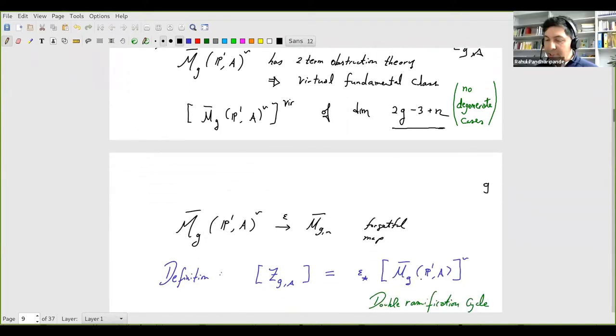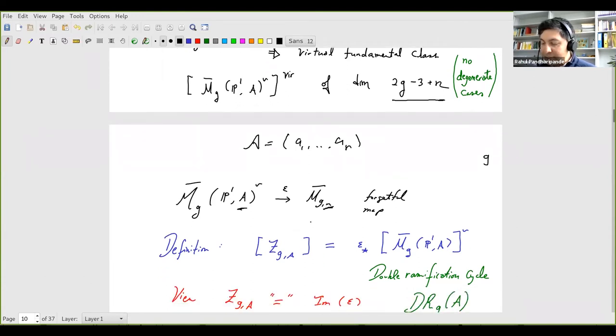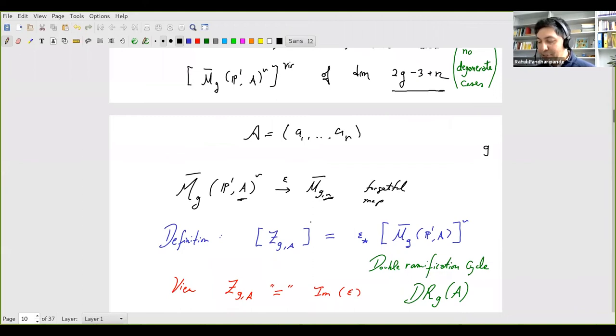And moreover, a piece of geometry is that this space maps to M_{g,n}. And now the marked points here come from A. This A has this vector of data and it gives us n marked points. So it's a forgetful map. So this is the first definition of this cycle here. I mean, historically first definition, it's defined by just taking the virtual fundamental class of this moduli space of maps and pushing it forward to the moduli space of curves.